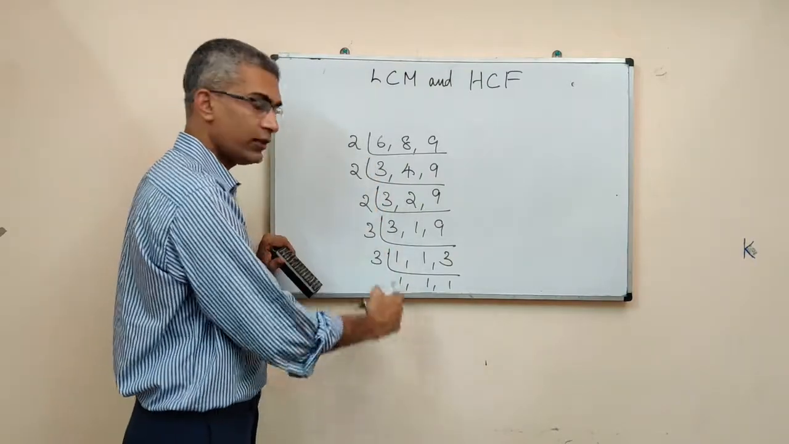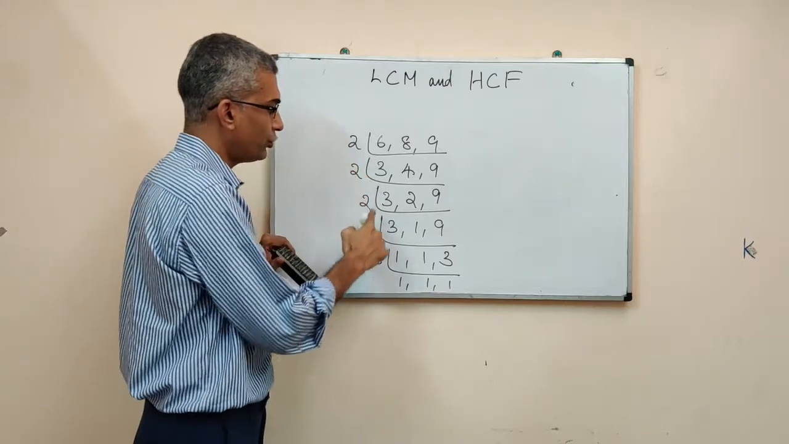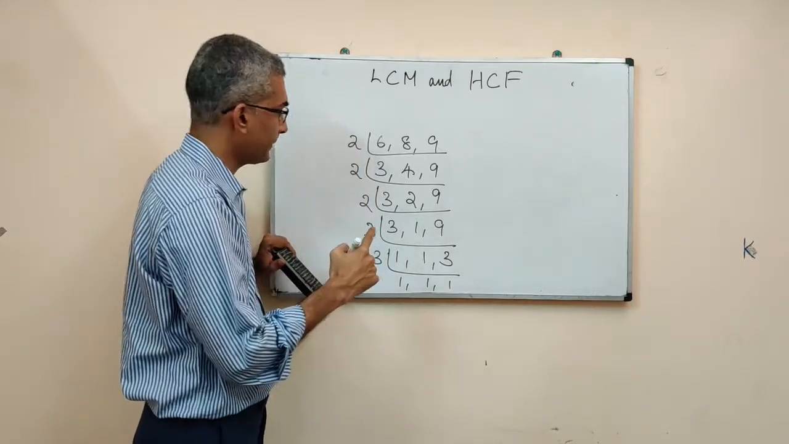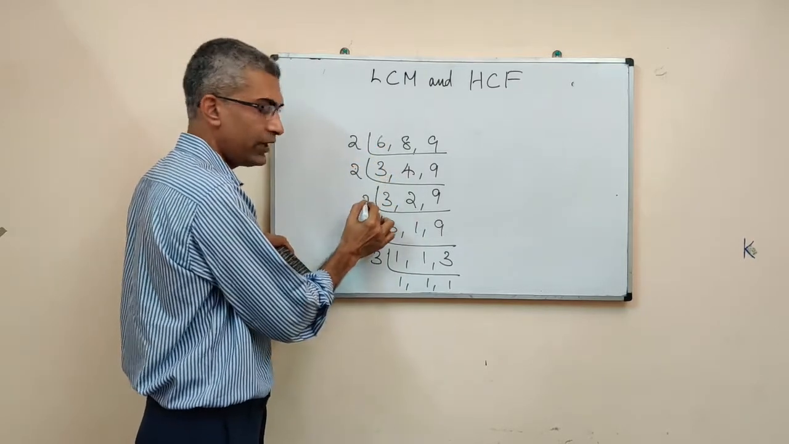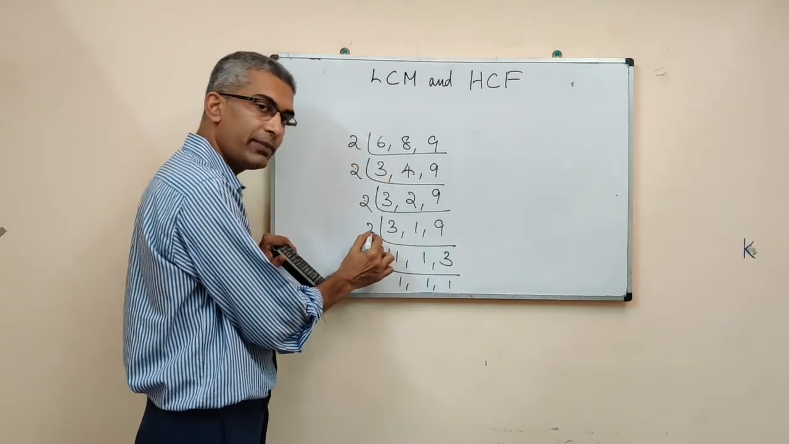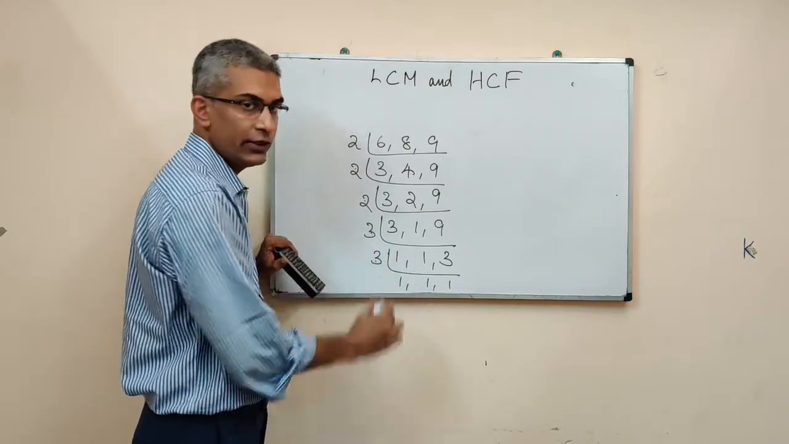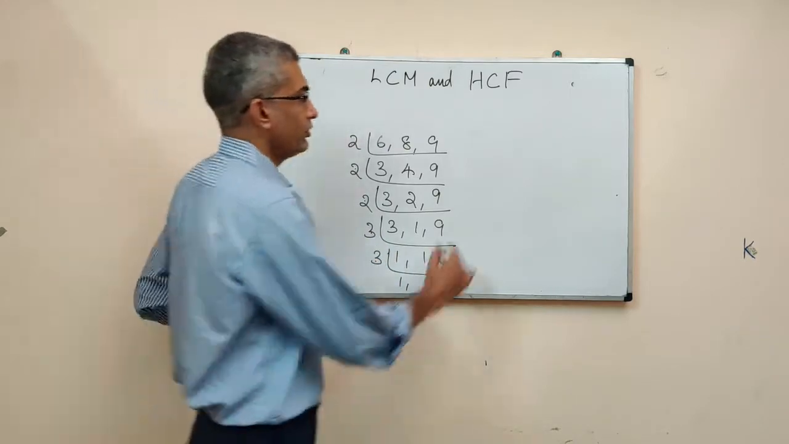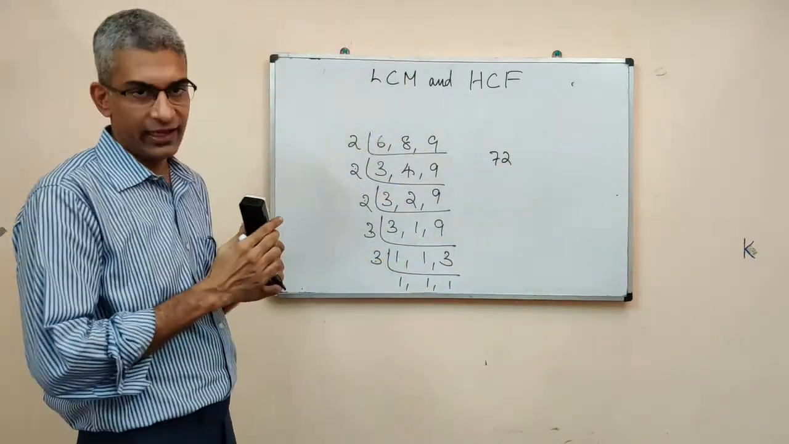Now I look at these numbers here. My LCM will be 2 into 2 into 2 into 3 into 3. That is 2 multiplied by 2 gives me 4, multiplied by 2 gives me 8, multiplied by 3 gives me 24, multiplied by 3 gives me 72. That is the LCM of these three numbers, 6, 8 and 9.